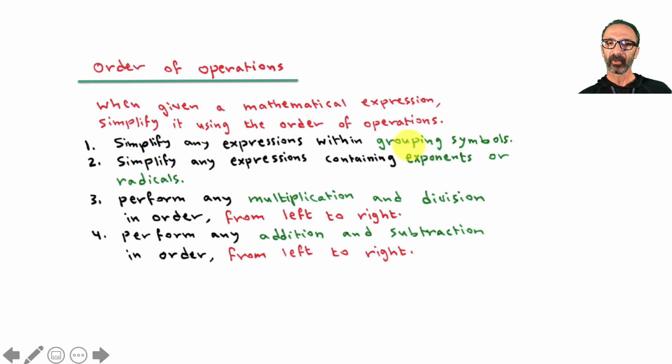So we do the grouping symbols first. We do the exponents and radicals next. Then we do multiplication and division. If there are no grouping symbols, we go from left to right. Finally, we do addition and subtraction. If there are no grouping symbols, we go from left to right. Let's take some examples.